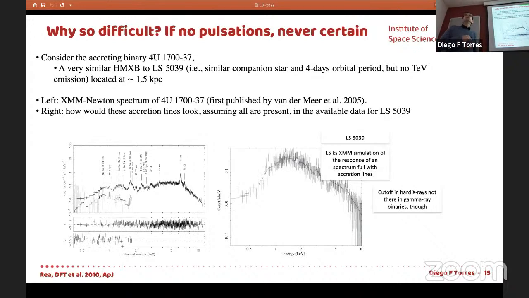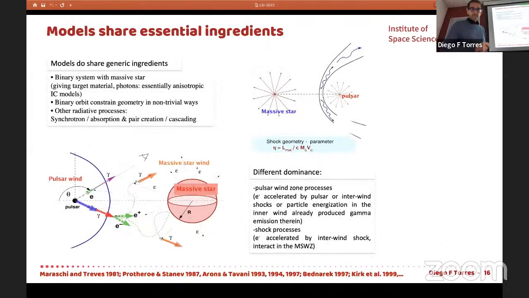So you were never sure that maybe the system was there, it is accreting, and because it is too dim or because it is too far, or both, you will not realize it. So at the end, without pulsations, this was going to be a never-ending discussion. And this is essentially what has happened. We have been discussing this a lot.